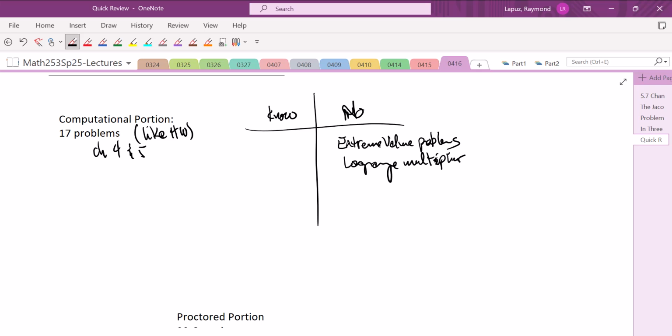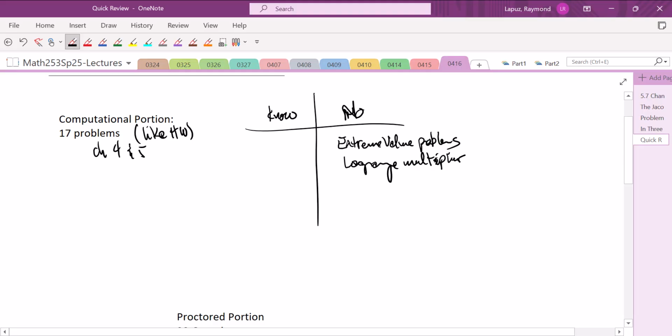Sorry, I don't know what's happening here. It keeps blinking in and out. I don't want to touch this. Come on. Okay. It's the connection to my computer.